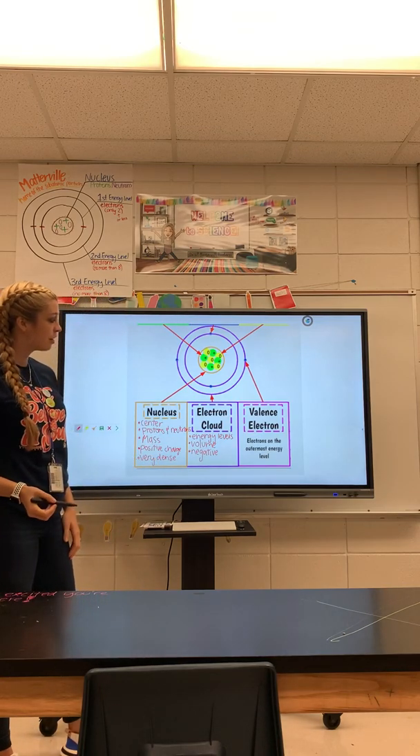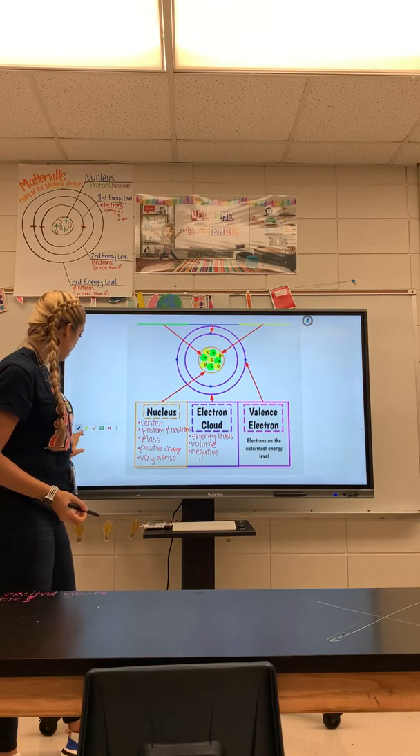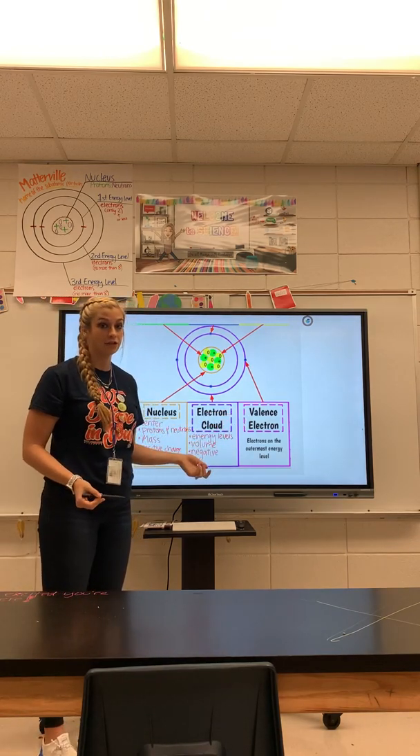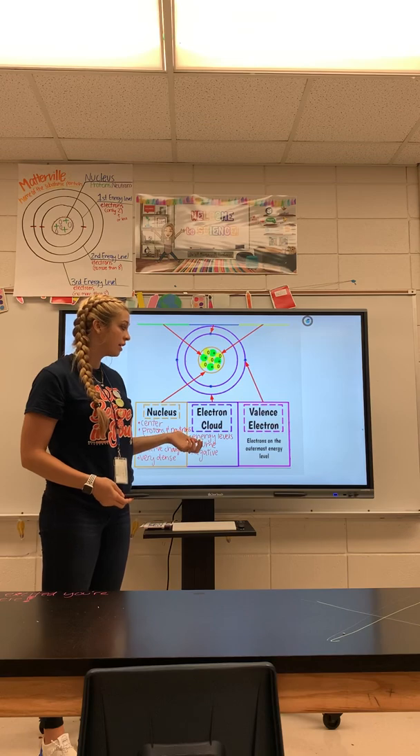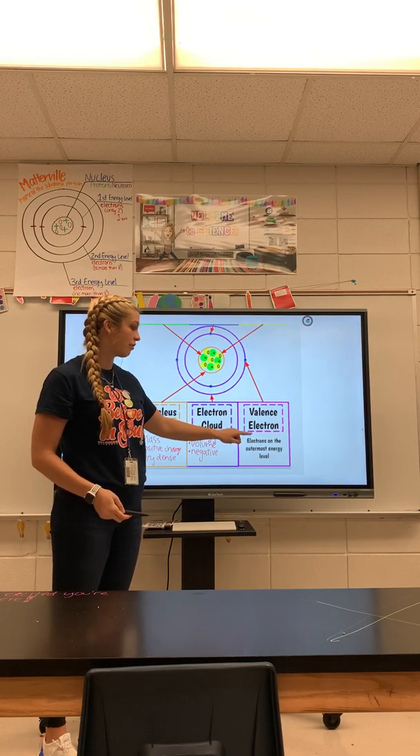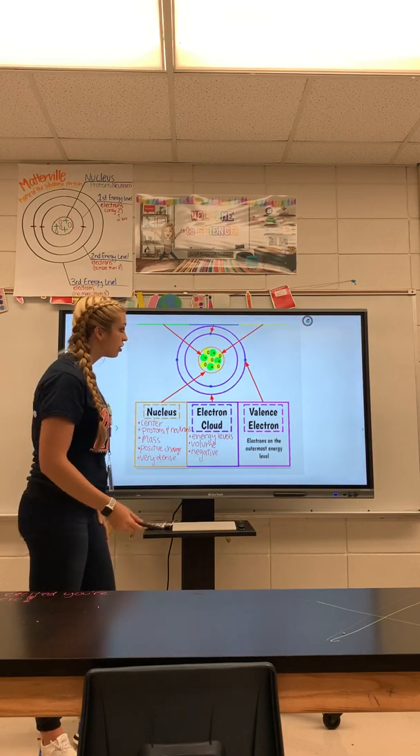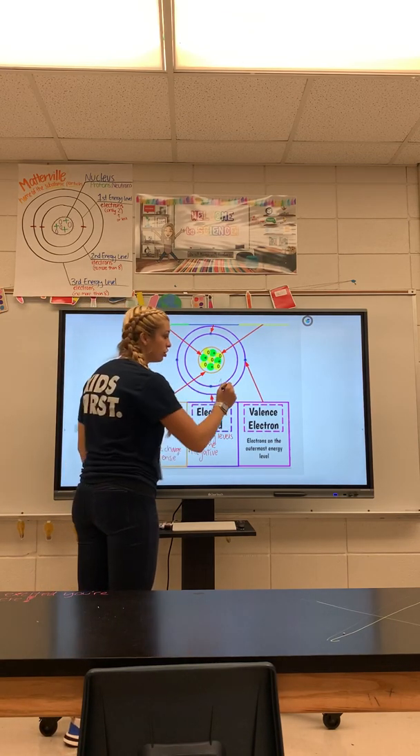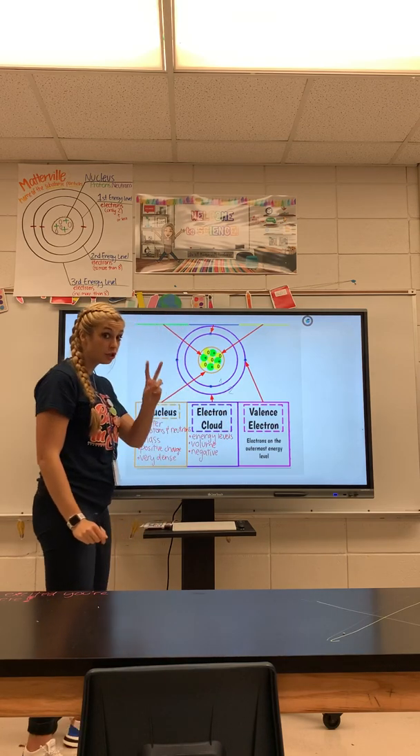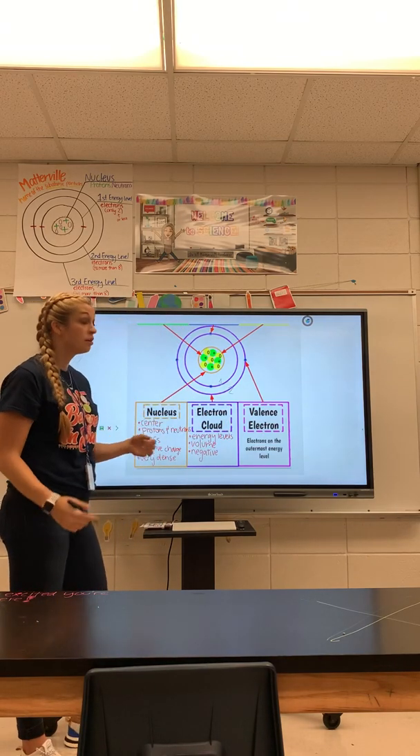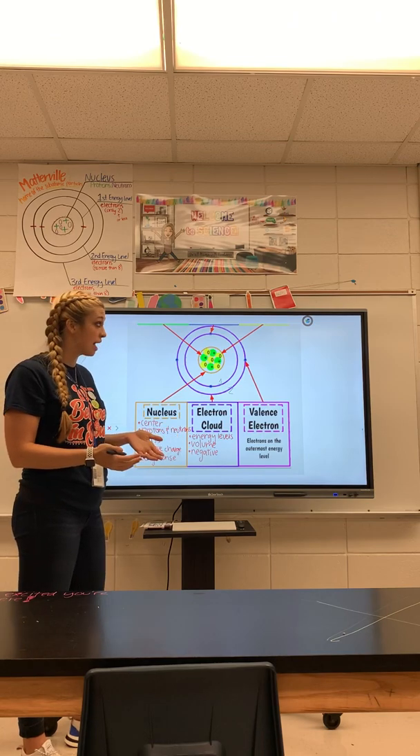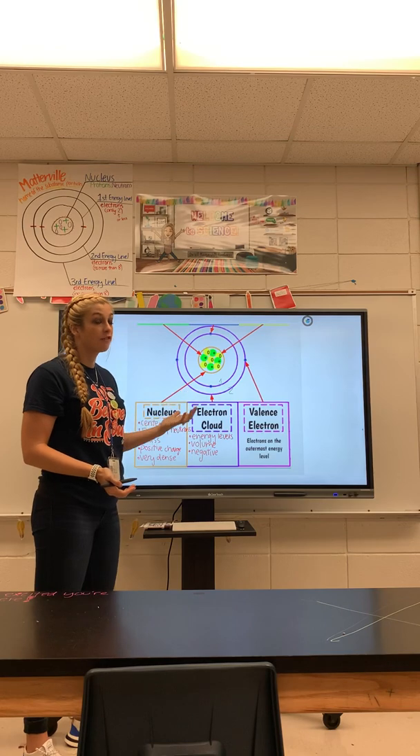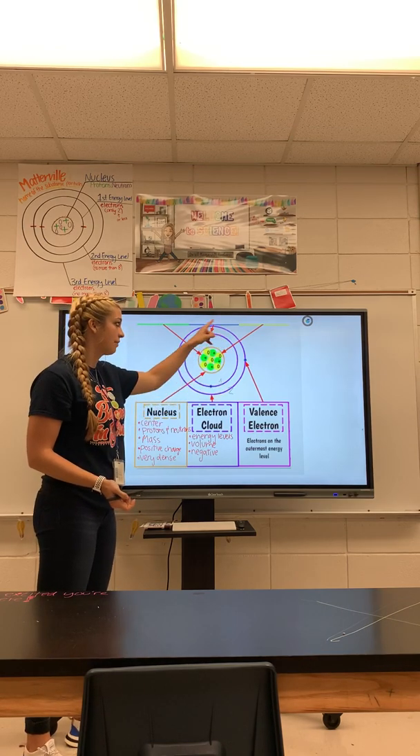The last thing I want to point out is the term valence electrons. You have not heard that yet. Valence electrons just means the electrons in the outermost energy level. So if we look at this atom, we have 1 energy level, 2 energy levels. There's 2 energy levels on this atom. Sometimes there's more, sometimes there's less. The valence electrons is just a fancy name for the electrons that are on the outside.